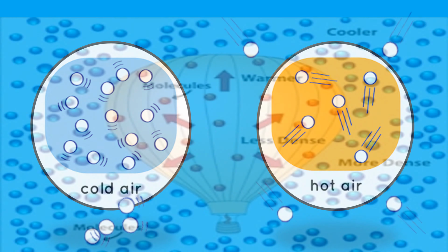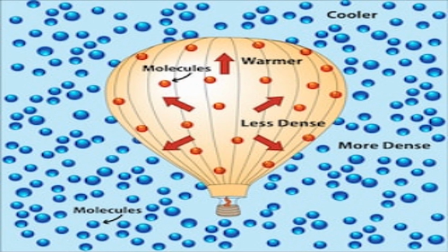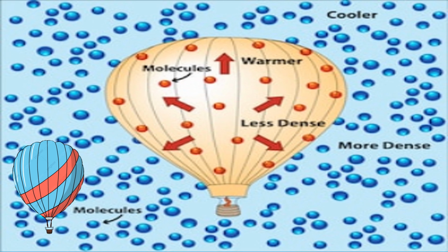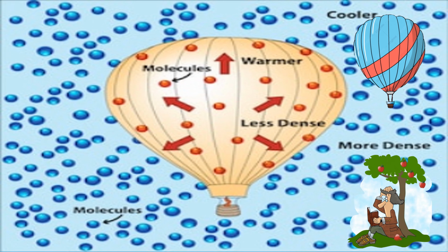Let's visualize a hot air balloon. A burner heats the air in the envelope, and the molecules thermally expand and reach warmer temperatures than the surrounding cooler air. The warmer, less dense air is more buoyant and overcomes gravitational forces to lift upward.